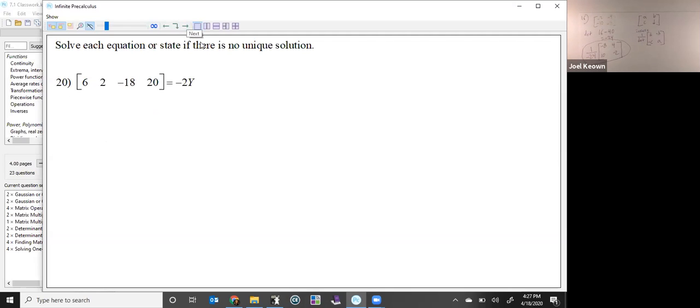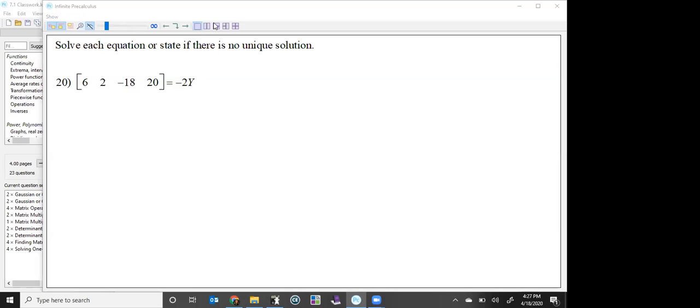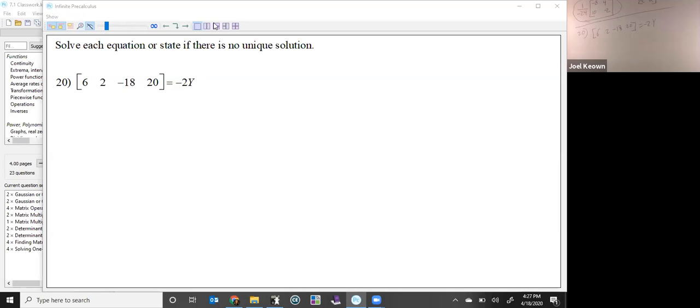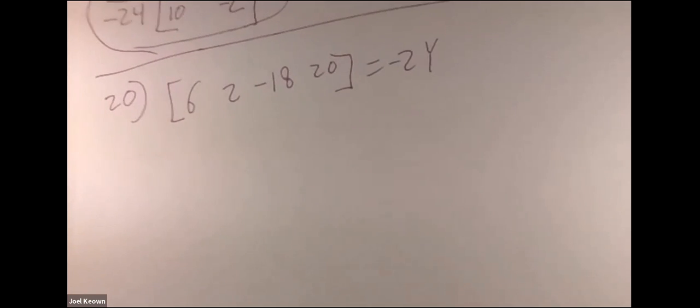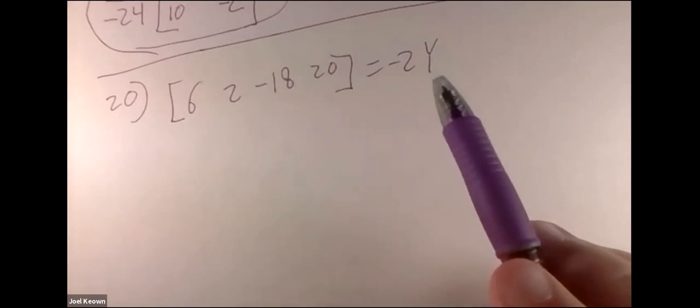All right. Now, it says if there is no unique solution. We're trying to figure out what matrix would go in for y. So I'm going to write out my problem. Six, 2, negative 18, 20. So I need to figure out, well, what is going to go in for y?